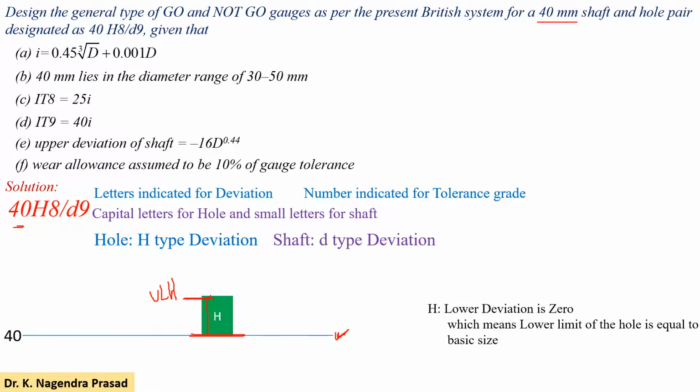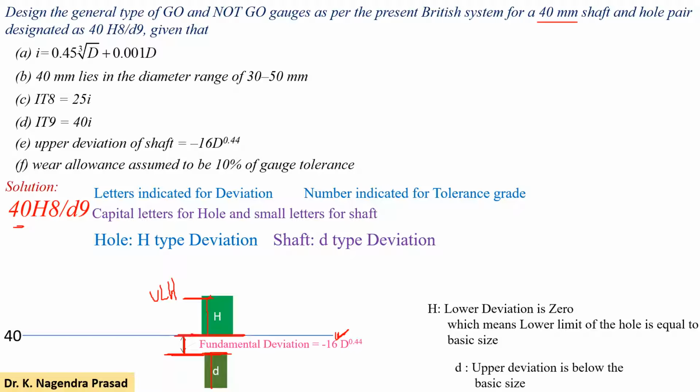Next, it is given that d is the deviation of the shaft. So the d type of deviation is given for the shaft. We know that for the d type of shaft, the upper deviation is below the basic size. Schematically, this is the d type of shaft, whose upper limit is below the basic size, and this is the fundamental deviation. The difference between the basic size and the upper limit of the shaft is called the fundamental deviation, and in the data the fundamental deviation is given as minus 16 times D to the power 0.44, and this is the tolerance.